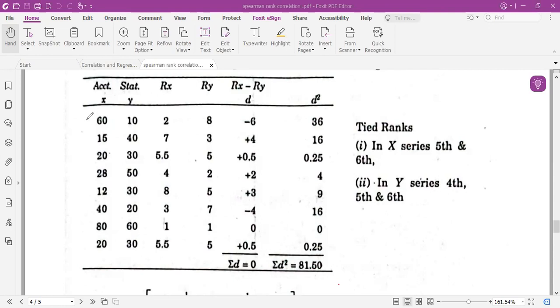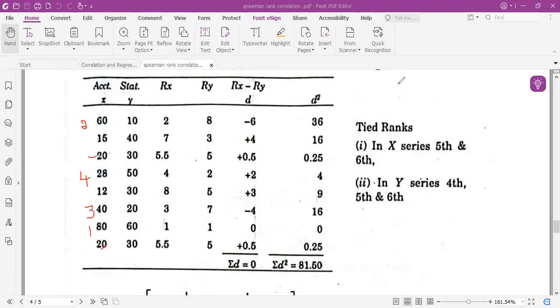So 80 is first rank. Then the next highest is 60, second rank. 40 is third rank. 28 is the fourth rank. Now here we have two 20s, 20 and 20. So this should be fifth and sixth rank.